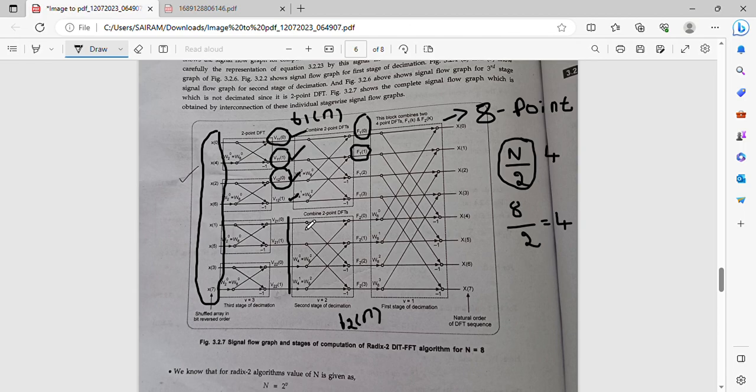After that, you are supposed to give that output as an input to the 8 point DFT, and the output that you get from the 8 point DFT will be in sequential order. It will not be in bit reversed order, right?